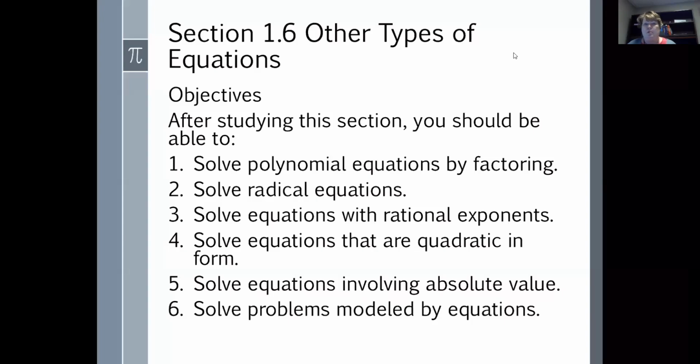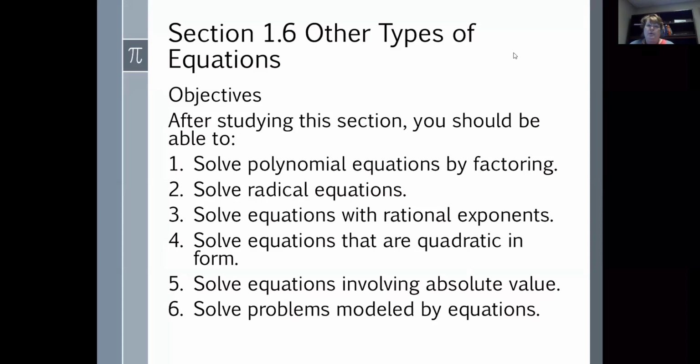In this section, we are going to look at other types of equations. So far in Chapter 1, we've solved the linear equations. In Section 1.2 and in Section 1.5, we solved quadratic equations. So now we're going to look at some different types.